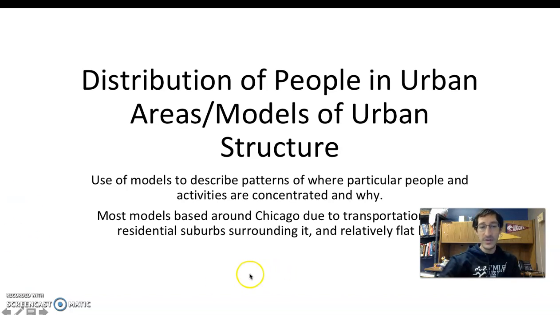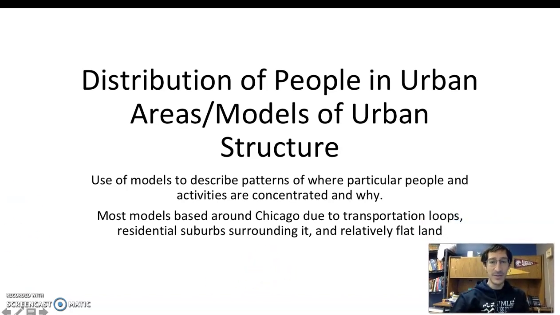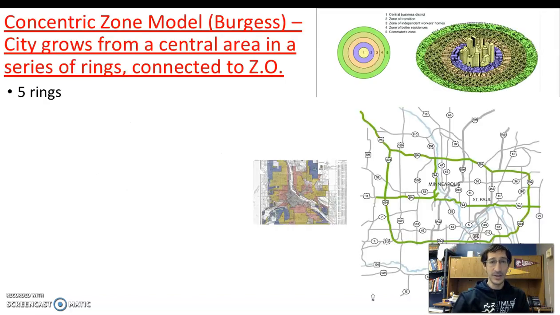What we want to understand is the use of these models to describe patterns of where particular people and activities are concentrated and why, and also to understand that most of these models were developed around Chicago in the early to mid 1900s due to the location of transportation, the residential suburbs surrounding it, and the fact that Chicago was relatively flat. The one thing that never really got focused on with many of these models is that you have a big old Great Lake right there on the border. That's something to keep in mind when you're looking at the location of Chicago.